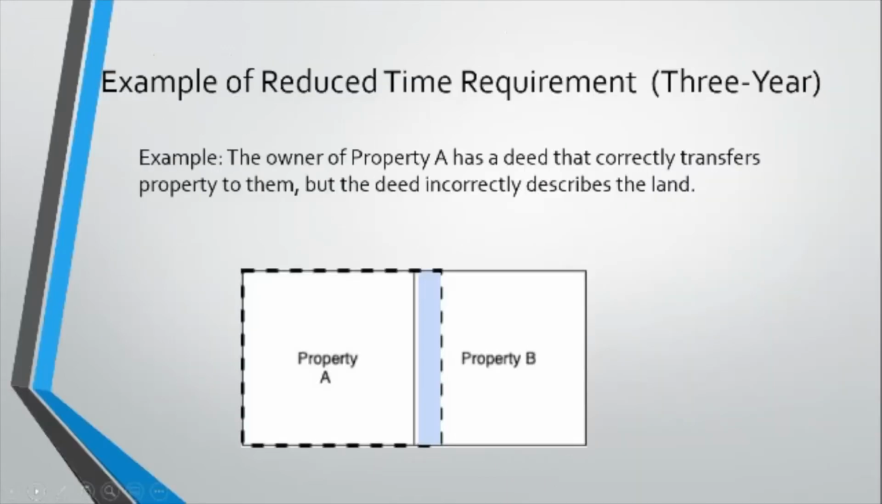While we cannot cover all possible scenarios, we offer an example of circumstances that would reduce the time to 3 years. The owner of property A has a deed that correctly transfers property to him, but the deed incorrectly describes the land. The deed does not describe the solid black square around property A. Instead, it incorrectly describes the dotted rectangle that extends into property B. If the owner of property A uses the land that extends into property B and fulfills all the adverse possession requirements for 3 years, the owner of property A becomes the lawful owner of that small part of property B as well.